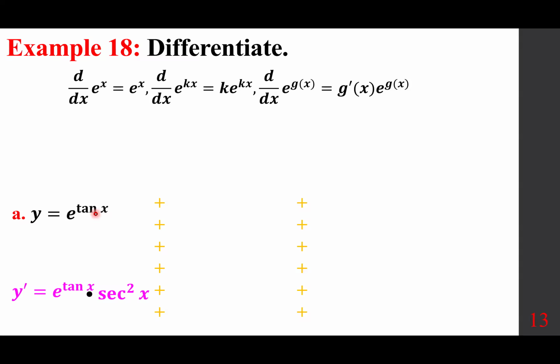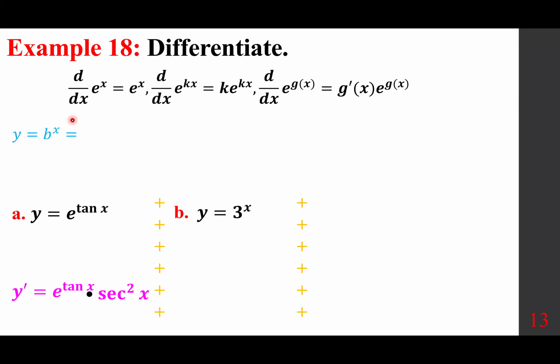And we're done. What about y equals 3 to the power of x? Now, we haven't dealt with a case where the base is not e. So what do we do? Well, let's generalize it. y equals b to the power of x.